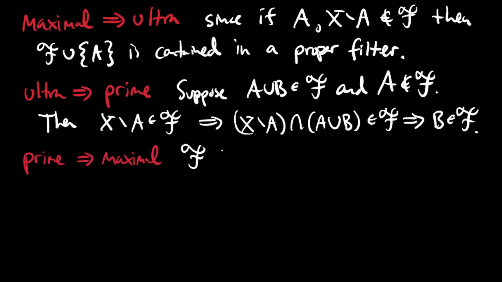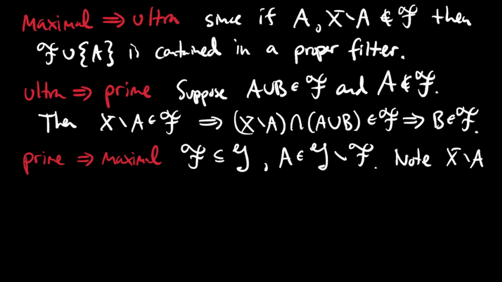And now to finish proving the equivalence, I want to prove that prime implies maximal. Let's start by assuming we have a filter F that's not maximal. So it's properly contained in a proper filter G. So there's some set A that's in the filter G, but not in the filter F. Now notice if A is in G, the complement of A cannot be in G, because then the intersection, which is empty, would be in G, and G would contain everything and it wouldn't be proper.